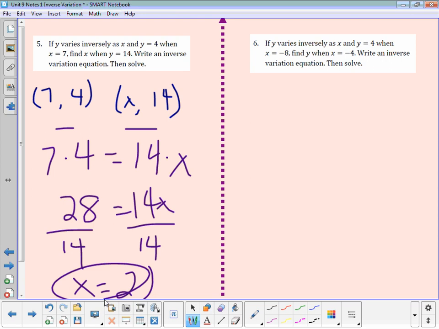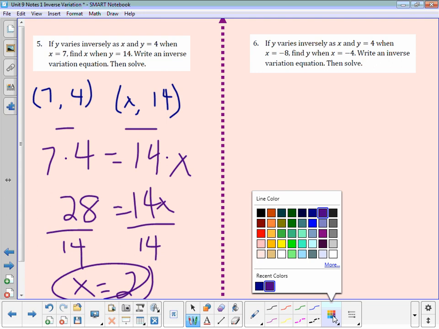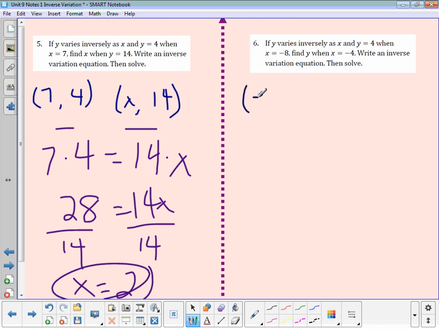Let's take a look at number 6. It's going to be a lot of the same thing. Y varies inversely as x when y equals 4 and x equals negative 8. So x is equal to negative 8. I always write my x first. Okay, x always comes first in the coordinate point. So I have the point negative 8, 4. And now it says find y when x is equal to negative 4. So negative 4 here and y there.